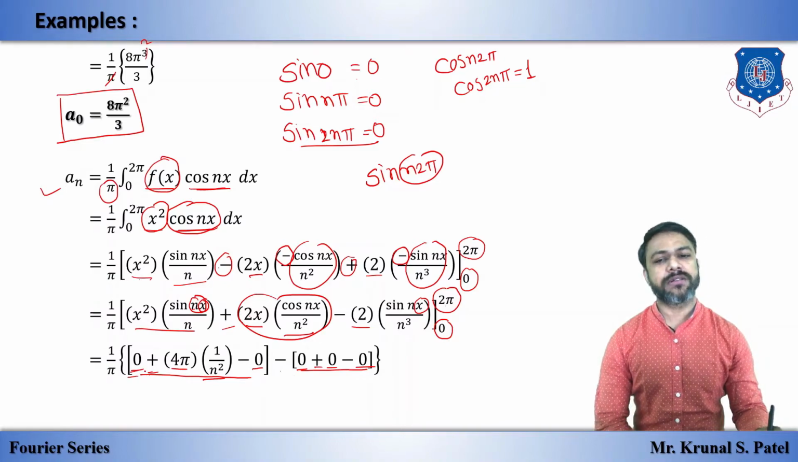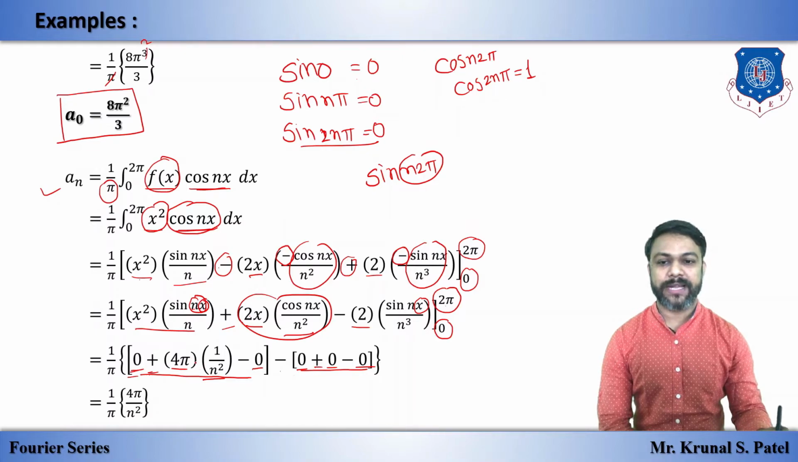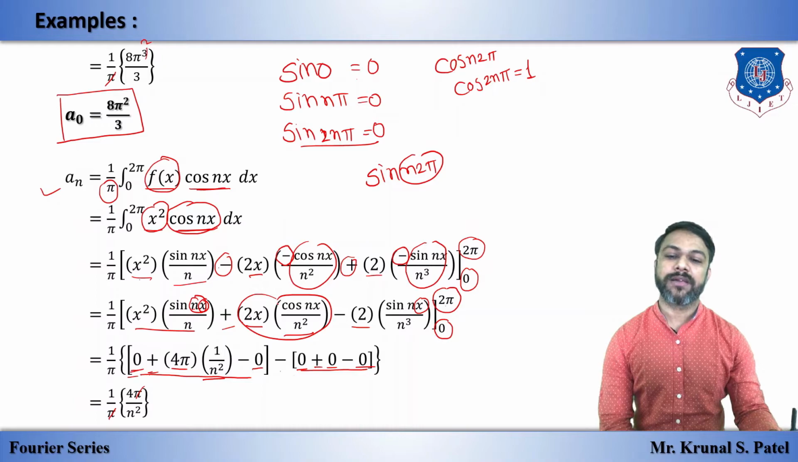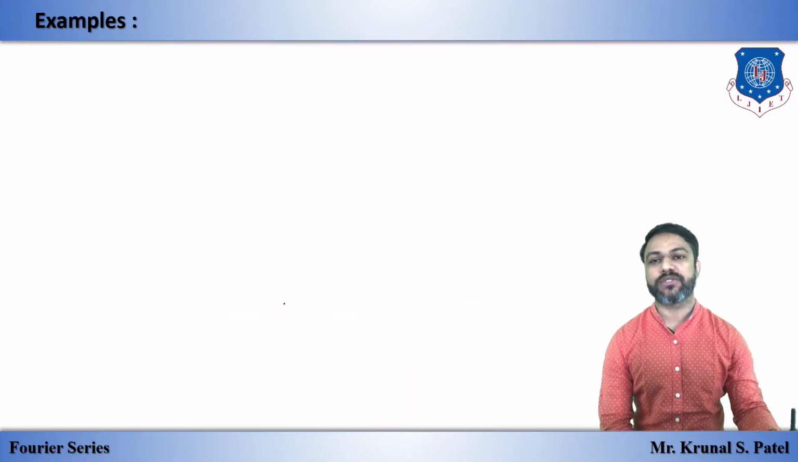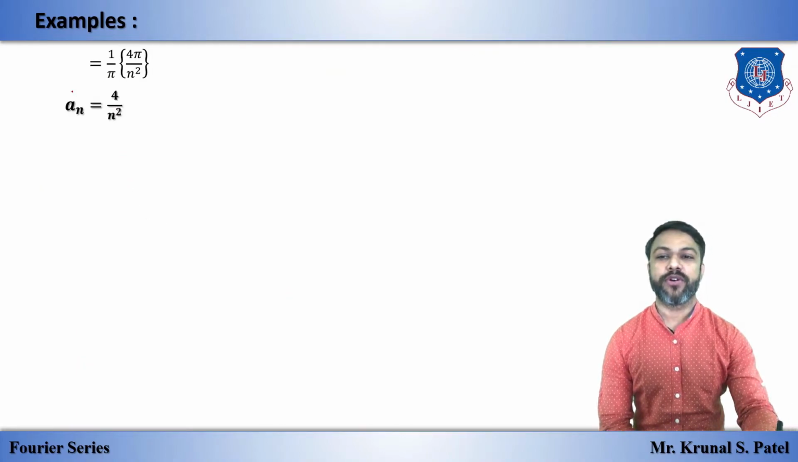Okay, now just open the box bracket only. So curly bracket as it is, and if we open the box bracket, we have the 0s all cancel, no need to write them down, and we have the multiplication of 4 pi into 1 by n square, that means 4 pi by n square. After cancelling this pi, we have the final answer 4 by n square. So this is our value of an.